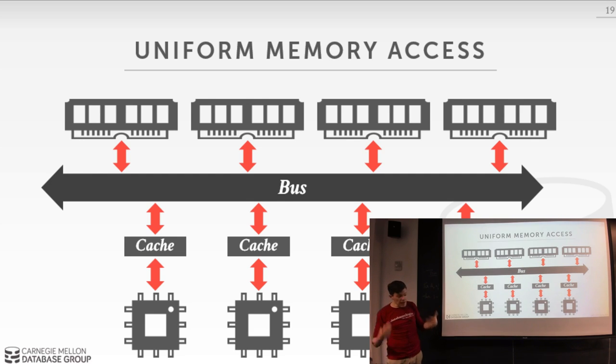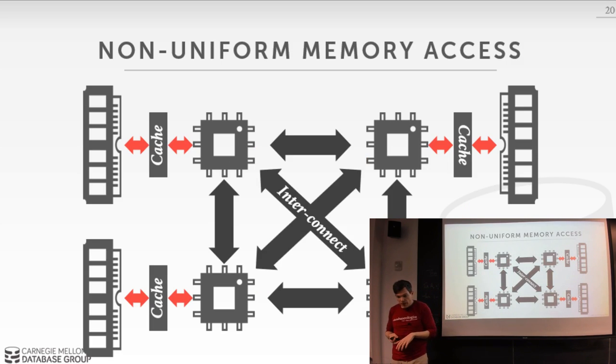So again, in this environment, the cost of accessing data from any socket to any memory location was always the same. So we didn't care about how our database would be stored across memory, because any task running on any socket would have the same latency to read anything. But around 15 years ago, they switched to what's called the non-uniform memory access model.